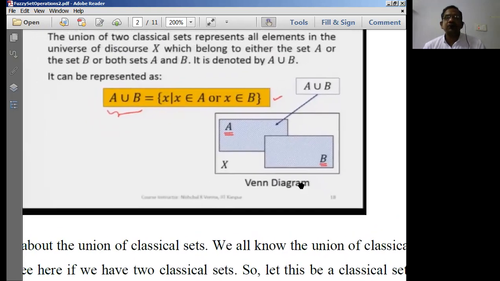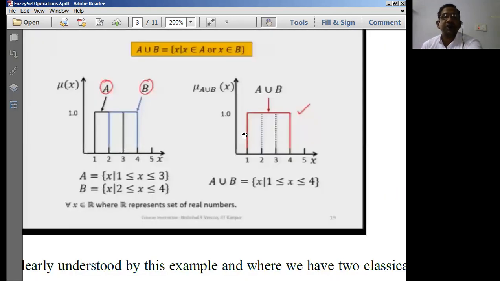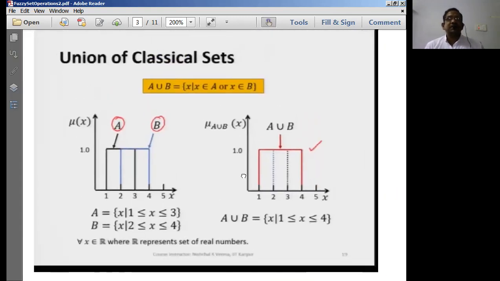So once you take the union of these two, all these hatched lines, the section lines here, all these blue hatched lines are simply the collection of all these hatched lines, which is nothing but A union B. So this is the pictorial representation, as we already know from classical set theory.